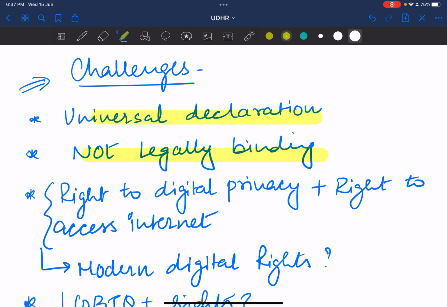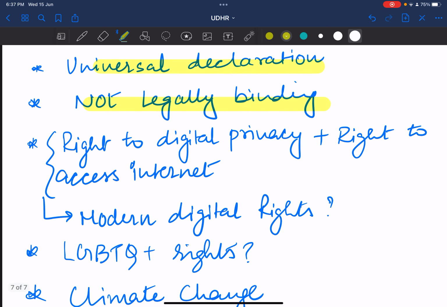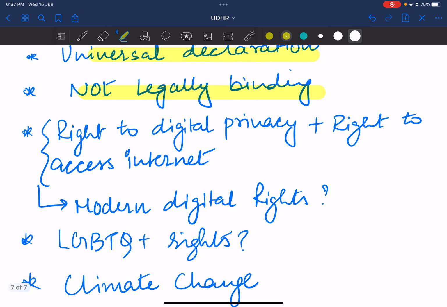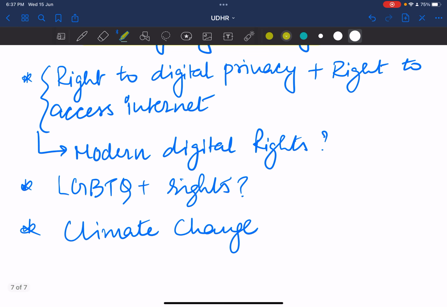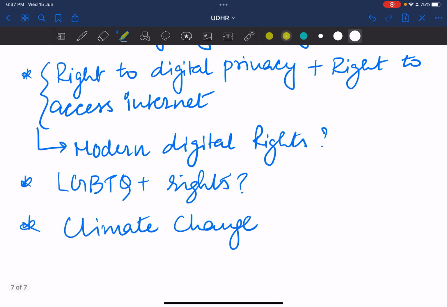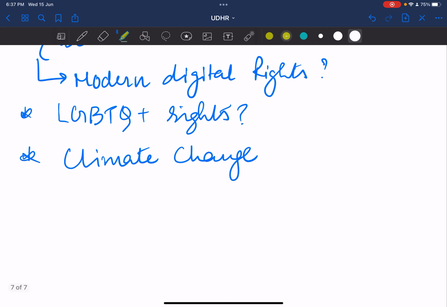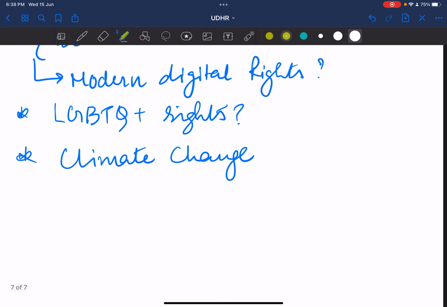Right to digital privacy and right to access the internet, these are called modern digital rights. Does it talk about them? Think over it. Other rights like LGBTQ rights, does it talk about that? Climate change? No. So think, in case UDHR was written in this decade instead of 1948, what rights could have been added there?